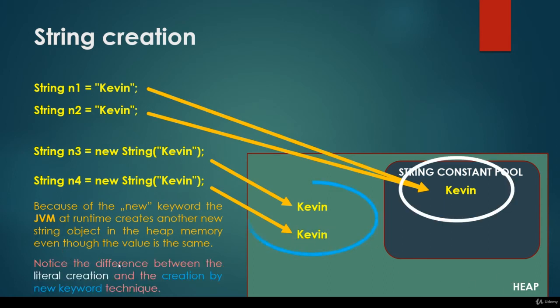So notice the difference between the literal creation and creation by the new keyword technique. As far as the constant pool is concerned, there's just a single Kevin and all of the strings are referencing that given value, while on the other hand, if we use the new keyword, the Java Virtual Machine is going to create as many string objects in the heap memory as many times we instantiate a new string. So this is why using string literals is way more efficient than using the new keyword.